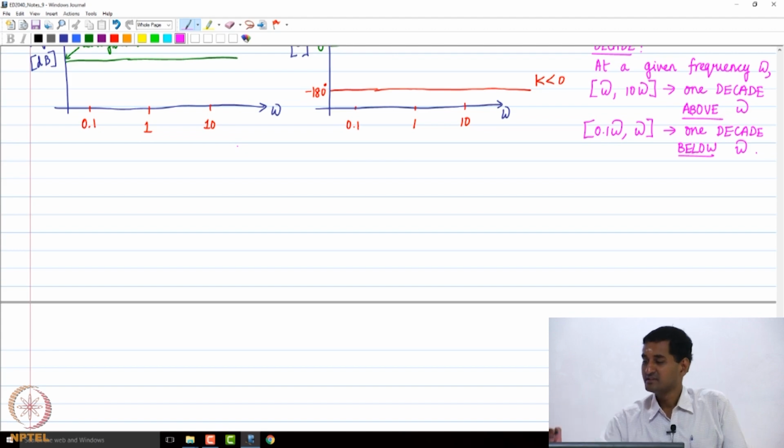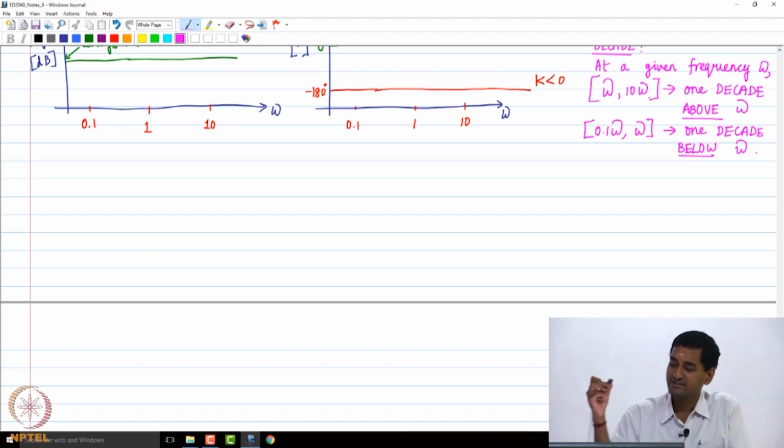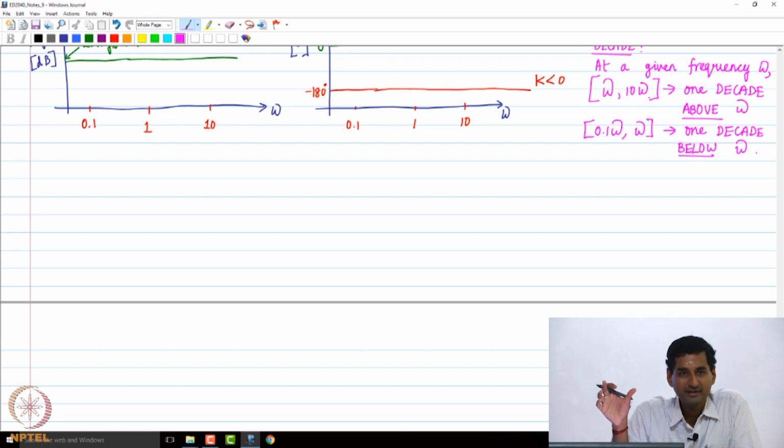Of course, this is a frequency range. So 10 omega is going to be 1 decade above omega. If I have to be very correct, 10 omega is the point, but typically it is illustrated as a range, so let me keep it this way itself. But you get the point. If you consider a frequency omega, 10 omega is 1 decade above omega and 0.1 omega is 1 decade below omega, and by and large it is considered as a range.